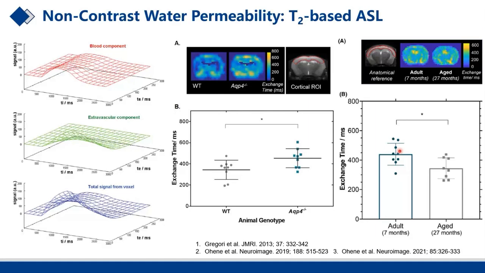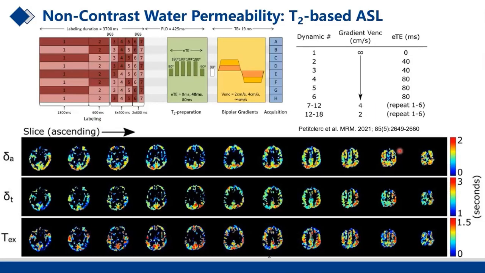And this has also been applied in humans with a Hadamard-coding T2 preparation and fancier sequence designs so that we can get a better quantification of the water exchange.